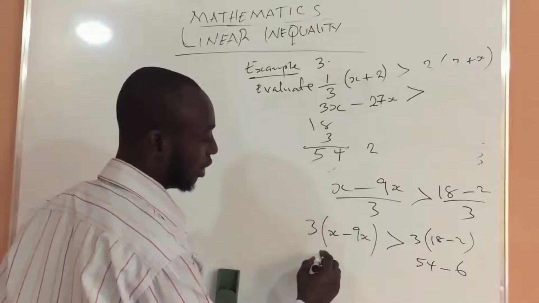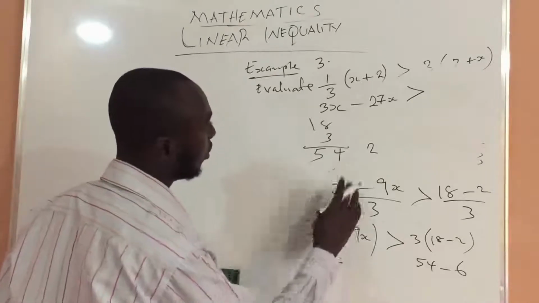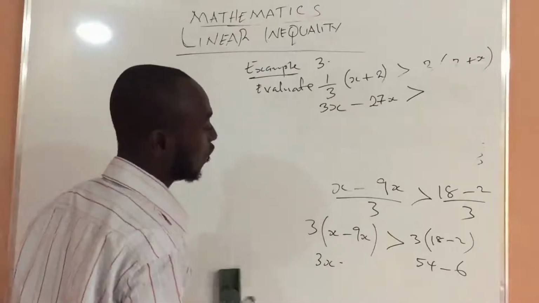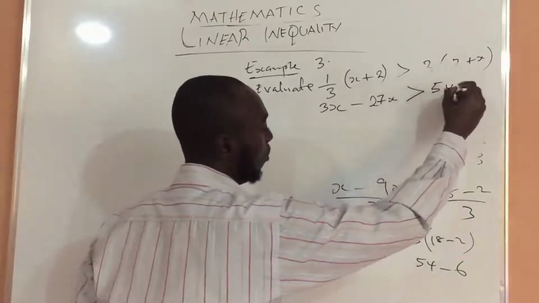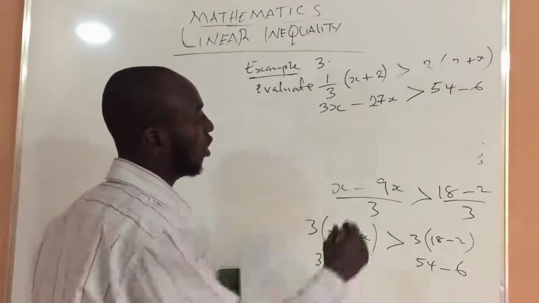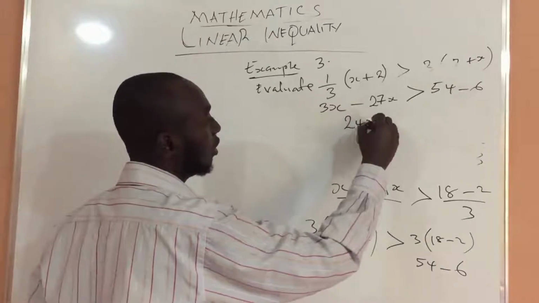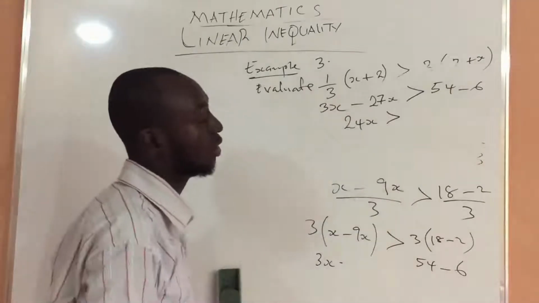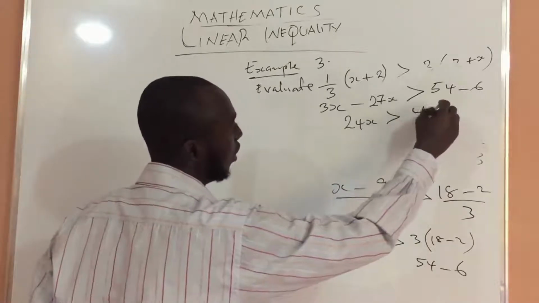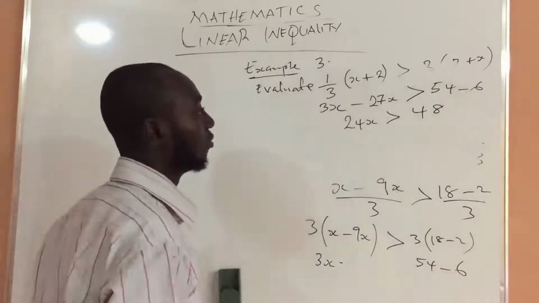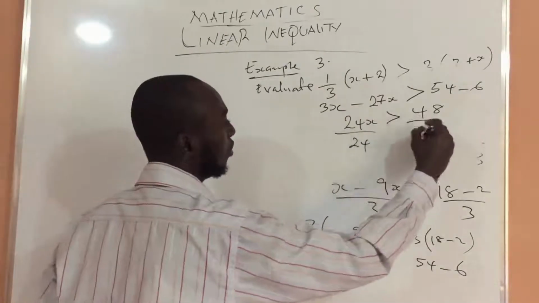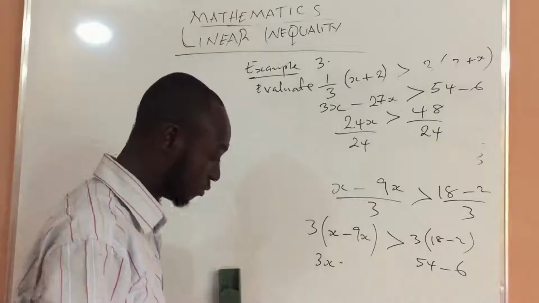So that 3 times s is 3s minus, okay, this is up here. So that will give us 54 minus 6. So 3s minus 27s will give us 24s is greater than 54 minus 6. So that will give us 48. So divide both sides by 24 quickly. So let's divide both sides by 24.